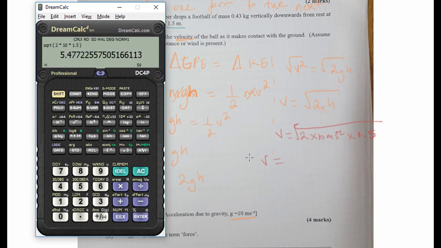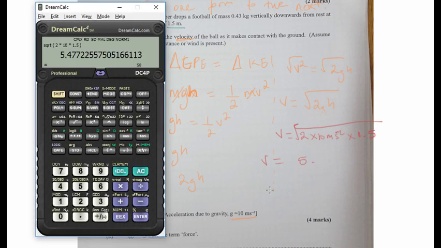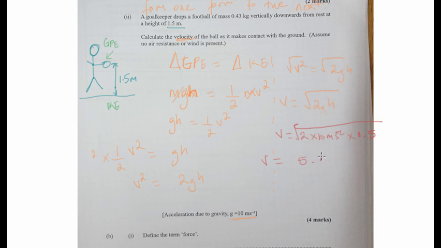I get an answer of 5.48, and because it's velocity, it's going to be meters per second. So that is my velocity using the conservation of energy. A change in potential energy is equal to the change in kinetic energy. So let's go further.